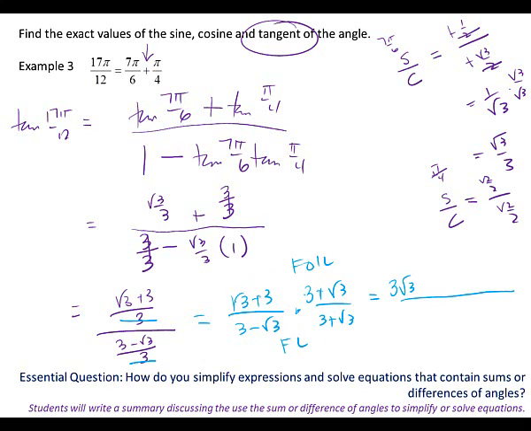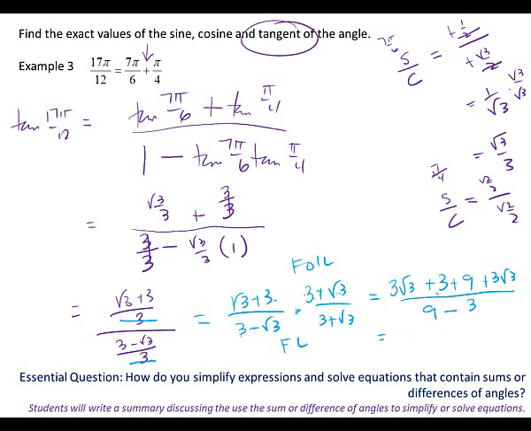3 square root of 3. Okay, square root of 3 times square root of 3 is 3. 3 times 3 is 9, and 3 times square root of 3 is 3 square root of 3. All right, we'll come back to that in a minute. On the denominator, we're just going to do first and last. So it's 3 times 3, 9, and negative square root of 3 times positive square root of 3 is negative 3.